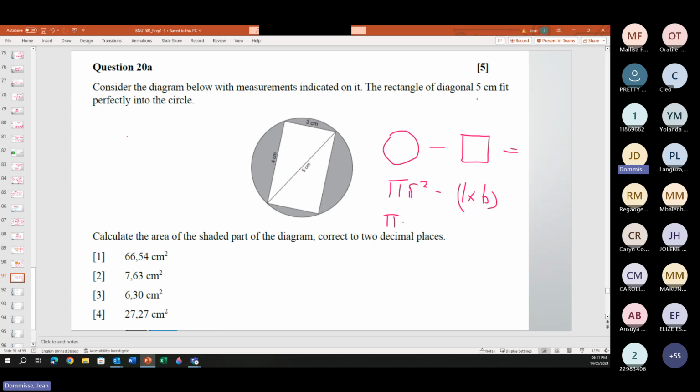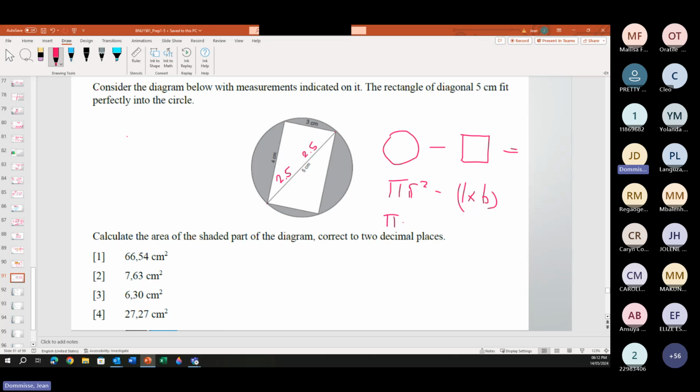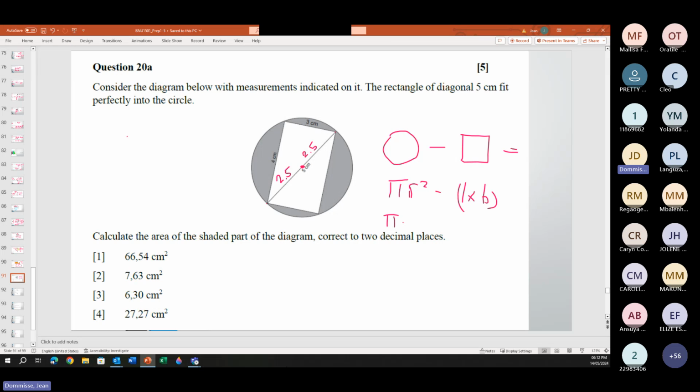Okay, let's look at what r is. They say the rectangle's diagonal fits into the circle, so that is the diameter, in the middle of your circle. So half of 5 for your radius is 2.5. 2.5 plus 2.5 gives me the 5. So they give me the diameter, 5, so I know that the radius is 2.5. And now it's 3 times 4 for the length and the breadth, so that is going to be minus 12.